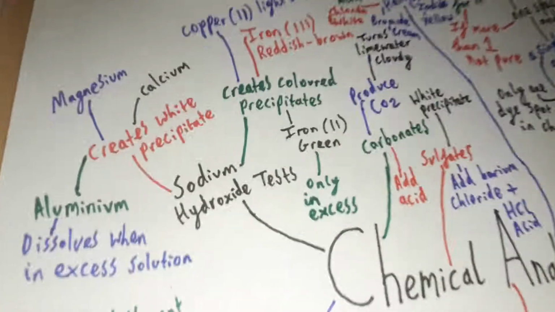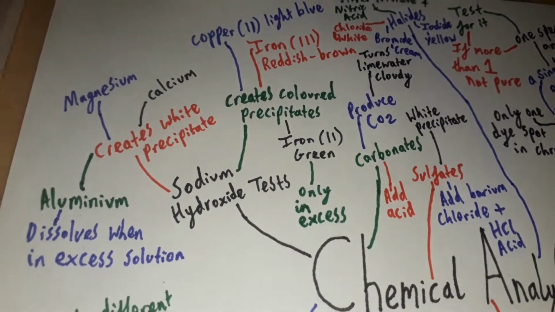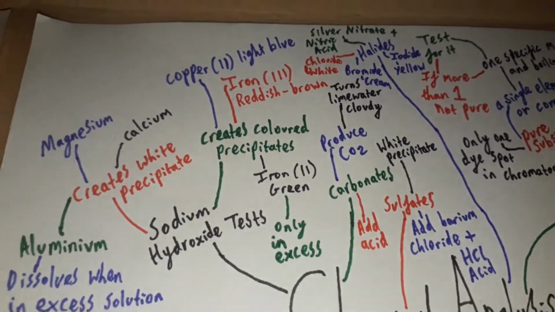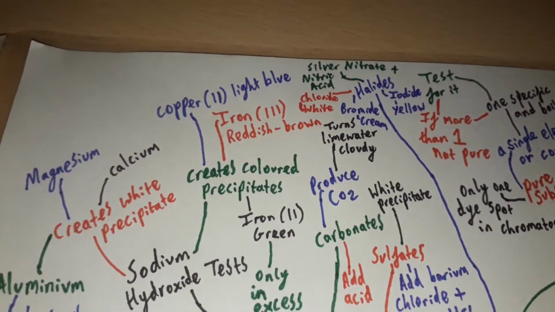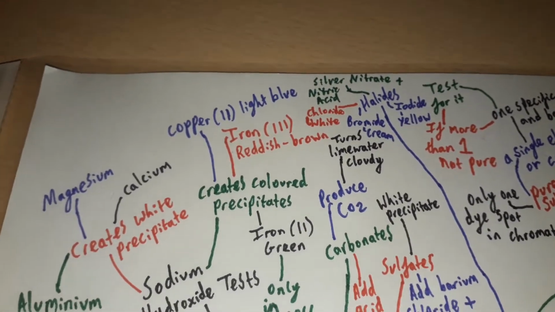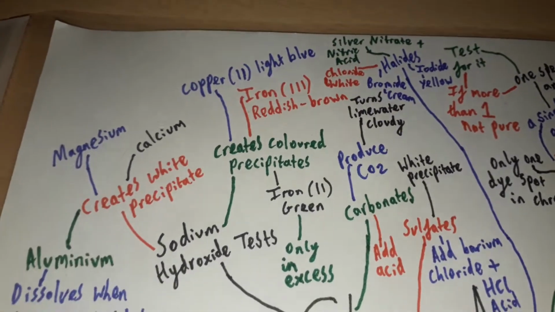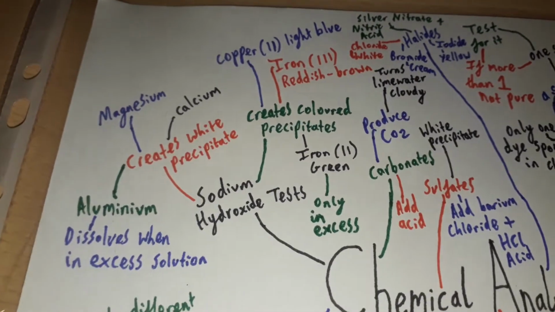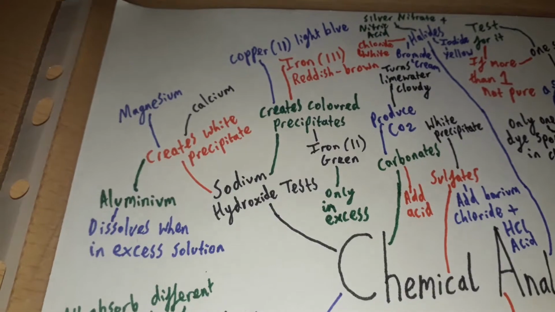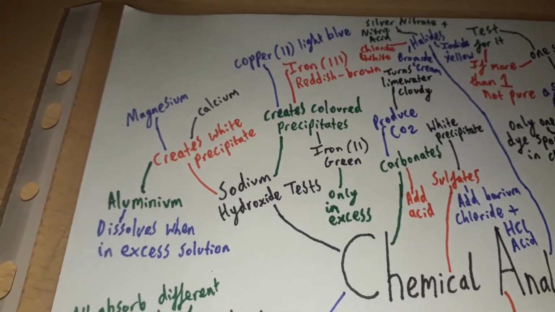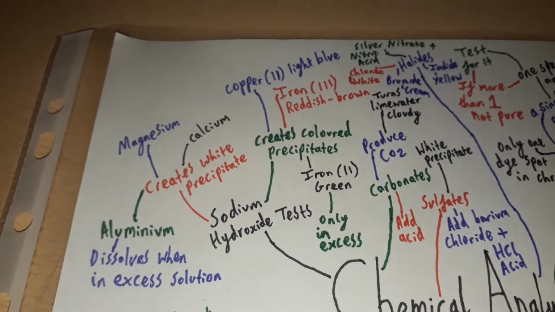So also, with sodium hydroxide, some things, when they were mixed with it, create coloured precipitates. This includes copper 2, which creates a light blue precipitate, iron 3, which creates a reddish-brown precipitate, and iron 2, which creates a green precipitate. However, iron 2 only creates a green precipitate when it's in an excess solution, which means only when it has extra sodium hydroxide in there.